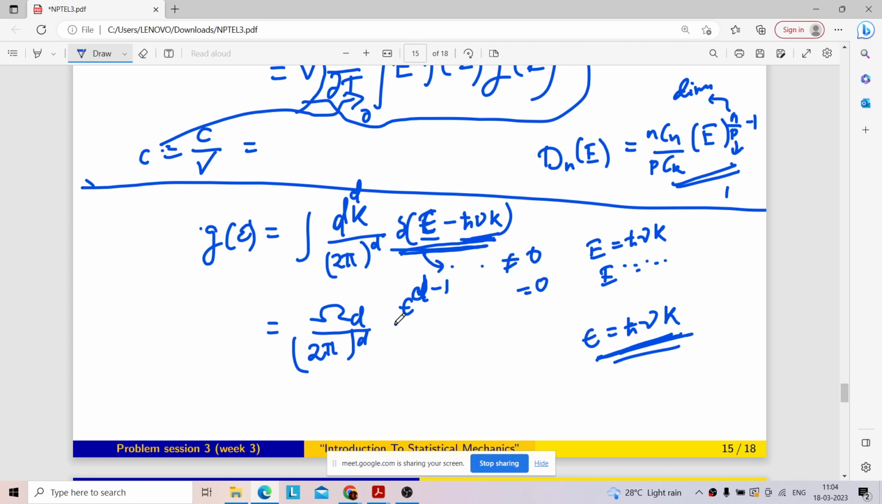Okay, let me see the problem. We talked about this dispersion relation.